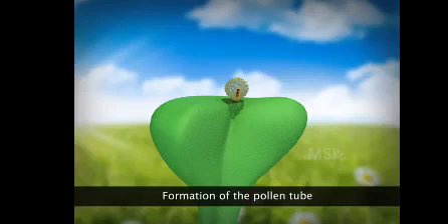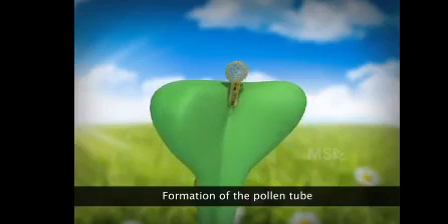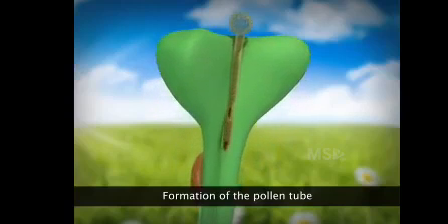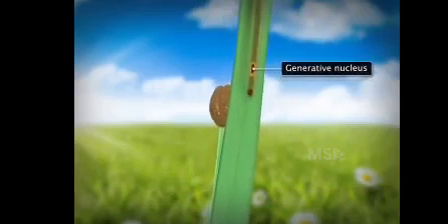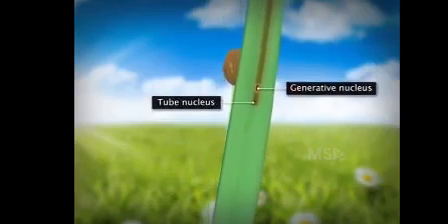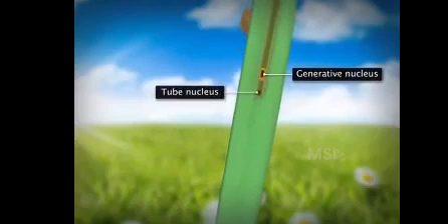After the pollen grain lands on the stigma of the flower, it ruptures at a germ pore, and the tube cell extends to form a tubular outgrowth called the pollen tube. Both the tube and the generative nuclei enter the pollen tube. The tube nucleus lies at the tip of the growing pollen tube.